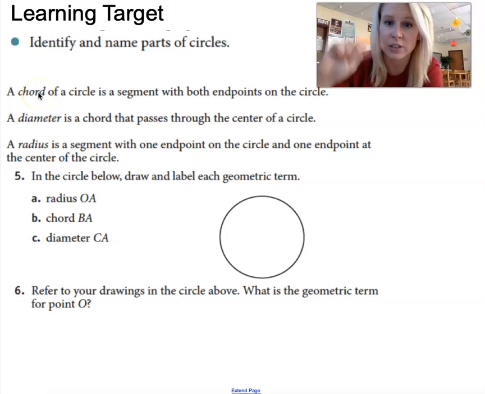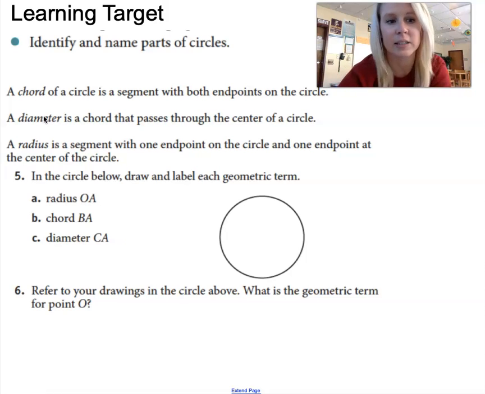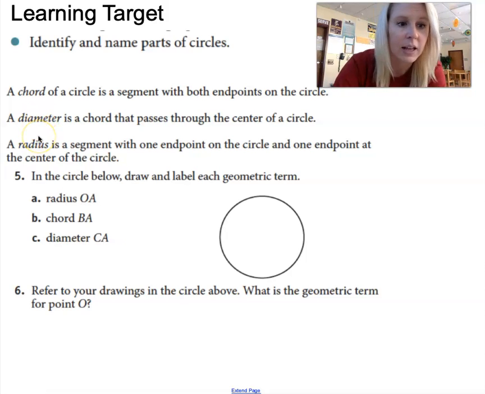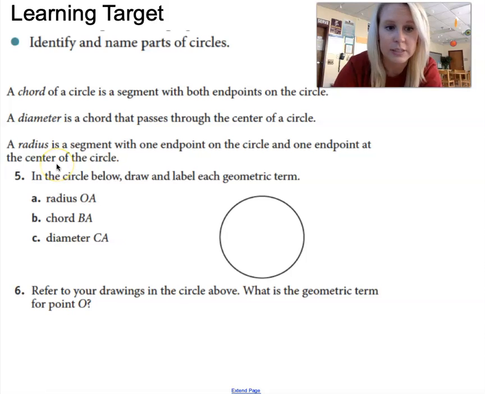A chord just has to touch the circle at two endpoints. A diameter has to touch the circle at two endpoints, but it has to go through the middle. Last but not least, the radius of a circle is a segment with one endpoint on the circle and one endpoint on the center of the circle.